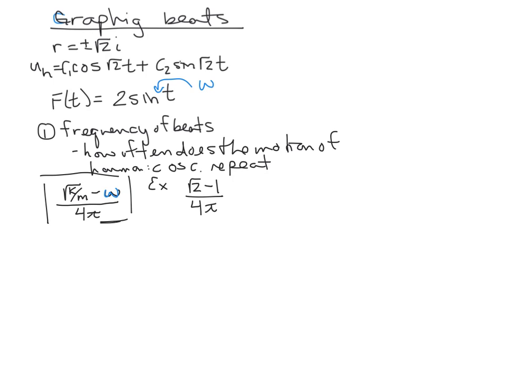What I like to do with this is get a 1 on the top, and I'll tell you why in just a second. So let me show you what I do. Square root of 2 is about 1.4. I'm going to estimate here. So this is approximately over 4 pi. 1.4 minus 1 is 0.4. And then I'm going to divide by 0.4, so that gives me 1 over 10 pi.